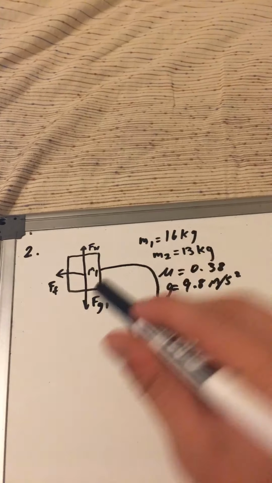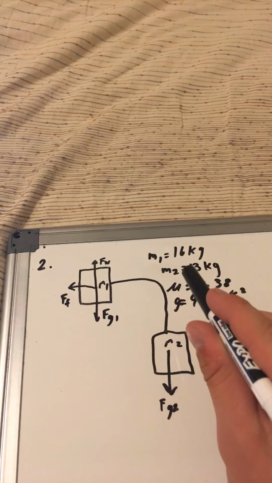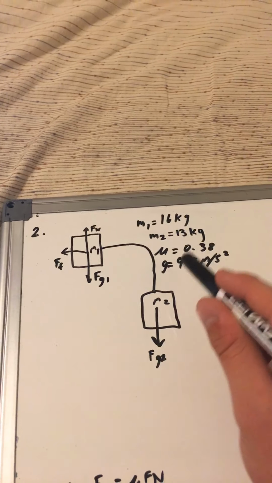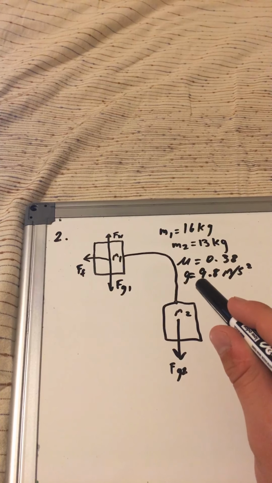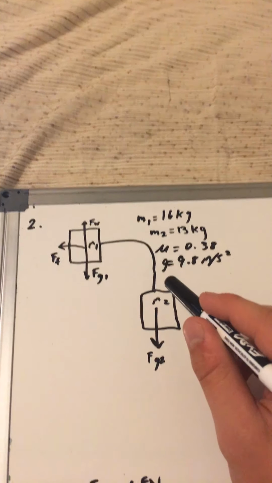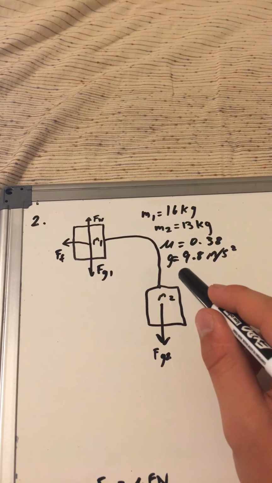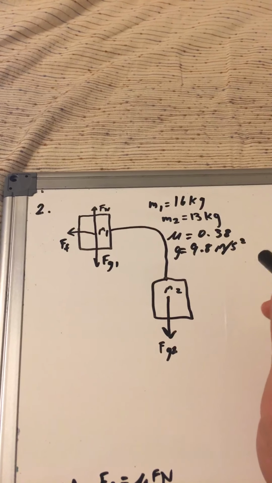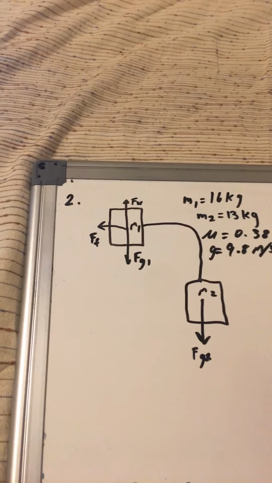normal force. So it gives you the mass of the first object is 16 kilograms, mass of the second one is 13 kilograms, and then mu is the coefficient of friction, and it gives you that, which is 0.038. And then you know G is 9.8 meters per second squared. That's always given, and it's positive.